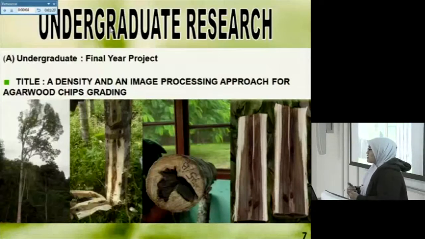During my undergraduate study, I had to do a small final year project. At that time, I did my project on agarwood chips grading. This is an example of the agarwood tree. The infected tree will have a resin. They will extract the resin and put it into perfume, so the perfume will be long lasting.